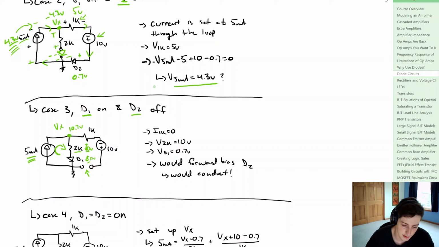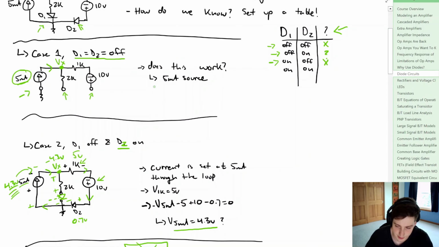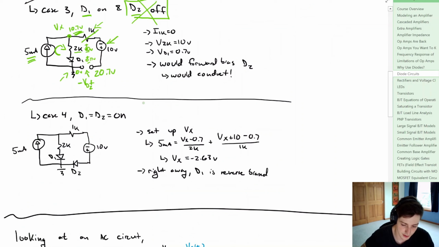But let's consider what's going on with D2, since we said it wasn't conducting. Well, if this point right here is 10.7 volts, and we looked at the voltage drop over here, which would be the voltage drop of diode 2, that would definitely be forward biased. And if it was forward biased, we'd say it's conducting, which violates our assumption up here. So we know that this is not the case. We can scroll back up, and for our third case, it doesn't make sense. Now let's look at our last case.